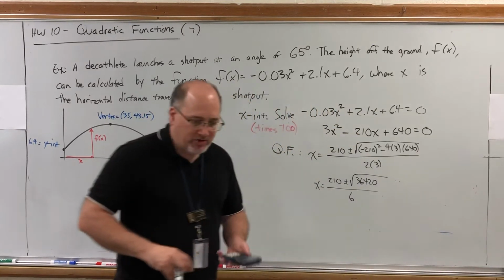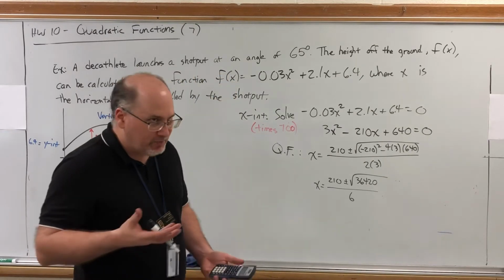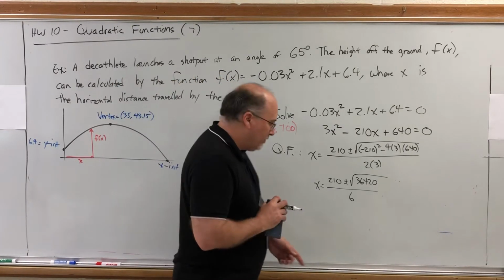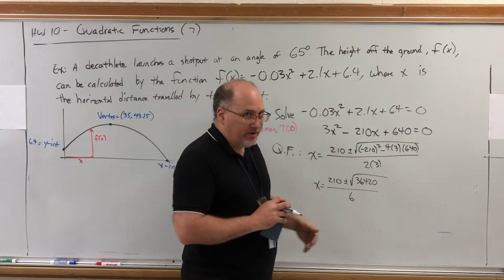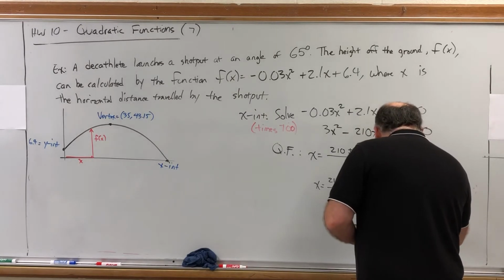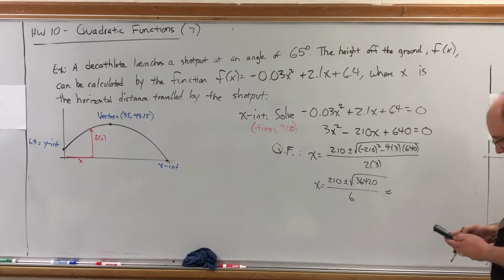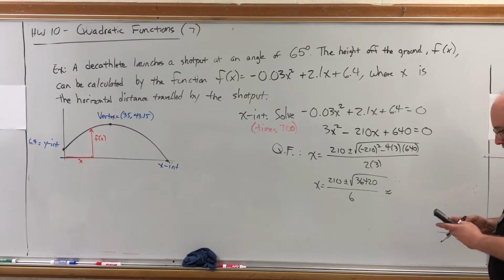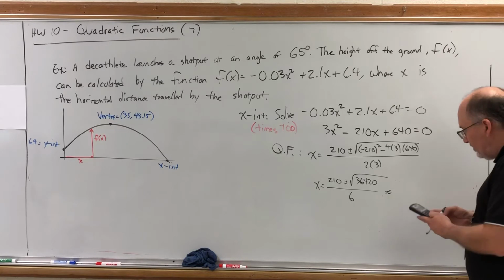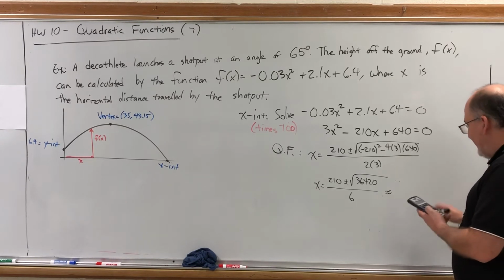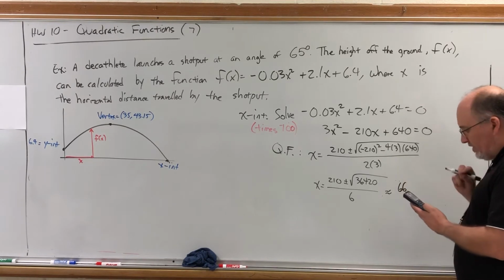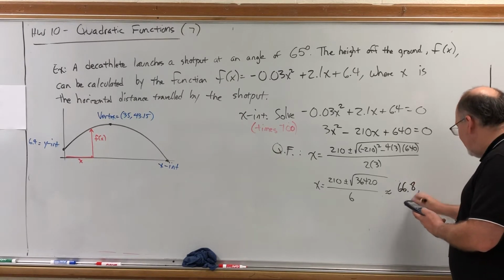Now, this homework question will ask for your answer rounded to so many decimal places. Why is that important? If I need a decimal answer, there's no need to try to simplify anything. Just put it directly into your calculator. Now this has 2 answers, one with a plus, one with a minus. So let me start by putting in the problem with the plus in front of the square root, parentheses 210 plus the square root of 36,420, close parentheses, divided by 6. And I get about 66, let's just take it to 1 decimal place, 66.8.